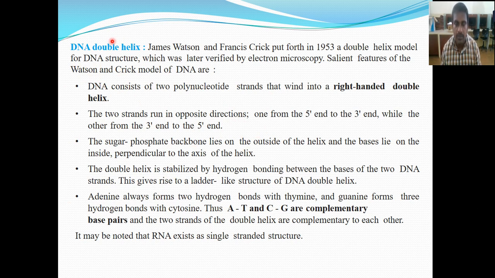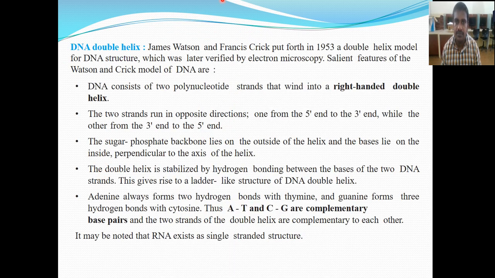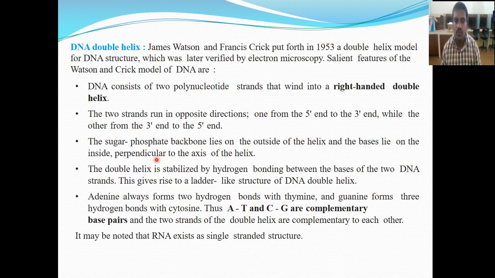DNA is double stranded. The two strands run in opposite directions, that is, 5 prime and 3 prime ends, as we saw in that figure. This is the 3 prime end, and this is the 5 prime end. The backbone of this DNA is the sugar phosphate backbone, which lies on the outside of the helix, and the bases lie on the inside, perpendicular to the axis of the helix.